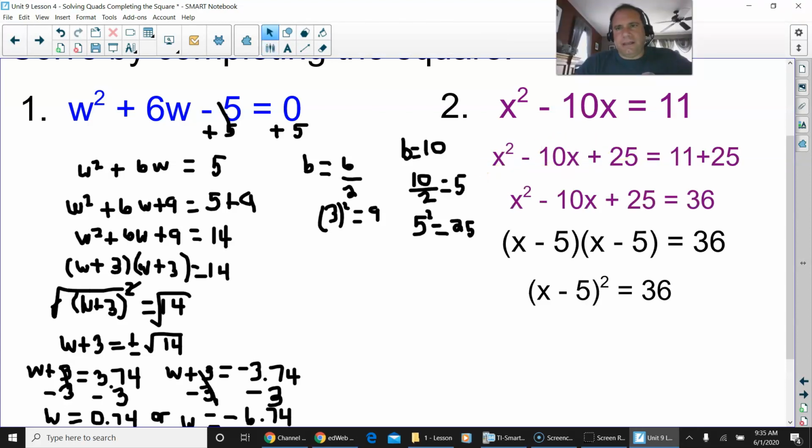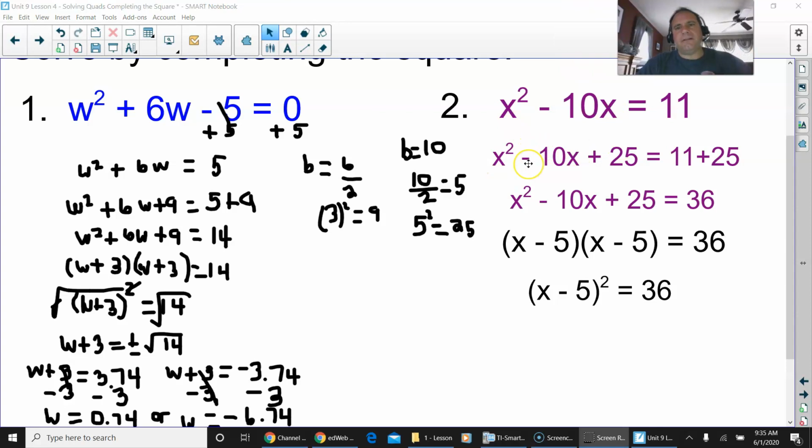So hopefully you did do some of this right here. You have x squared minus 10x equals 11. You take b, which is negative 10, and I just put 10 down because it's going to turn positive anyway. Negative 10 divided by 2 would be a negative 5. Negative 5 squared would be 25. So we have 25 added to both sides. We have this plus 25, and we have 25 plus 11 on this right side. So we have x squared minus 10x plus 25 equals 36.